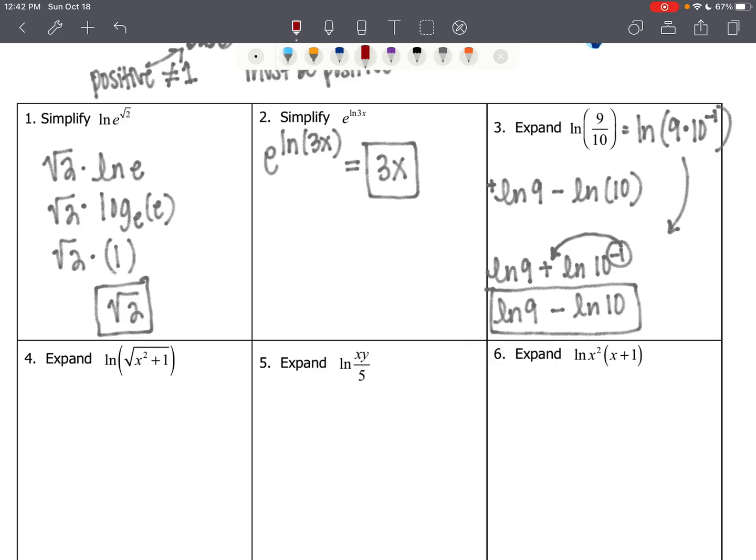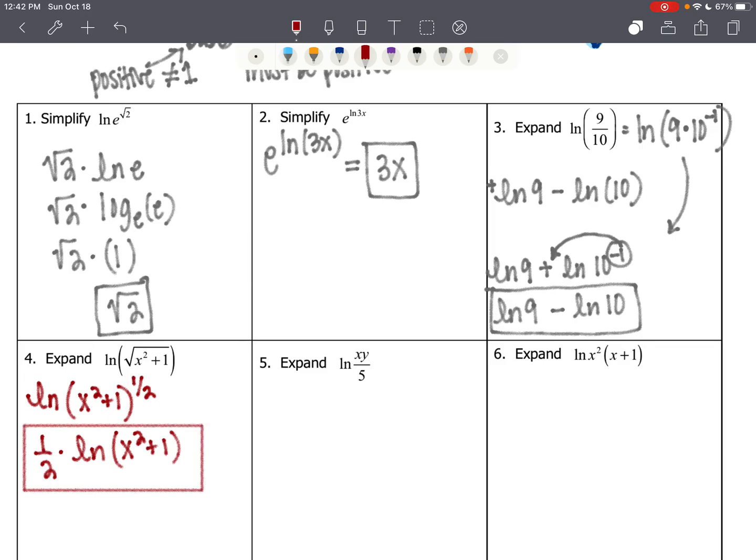First, we're going to rewrite the natural log of x squared plus 1 raised to the 1/2 power. And then our 1/2 power goes out front. And we'll have 1/2 times the natural log, and then absolutely must have parentheses around this argument. That is a must. Now we can't expand that any further because our argument is a sum, not a product.